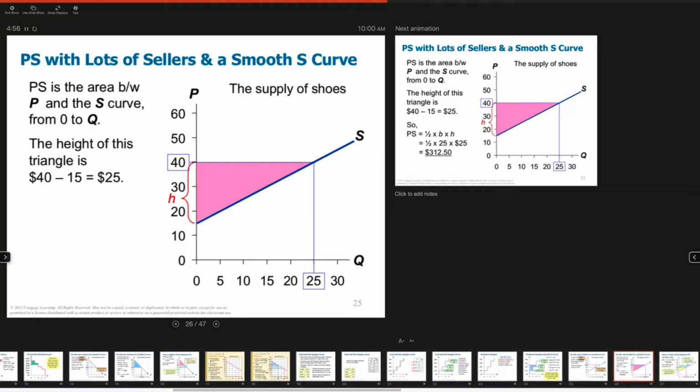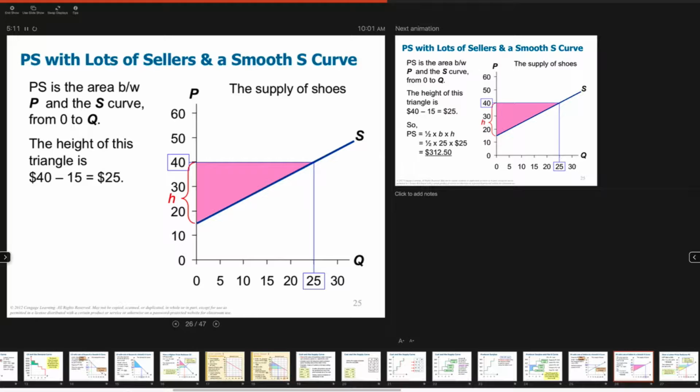So your revenue is at $10 per shoe. This is the same per shoe. Yeah, but it's by the thousands. And so geometry again, and our producer surplus is gonna be 25.